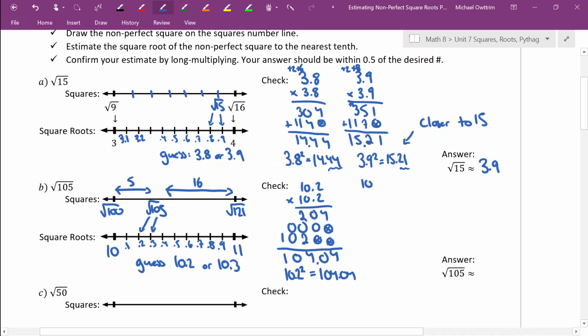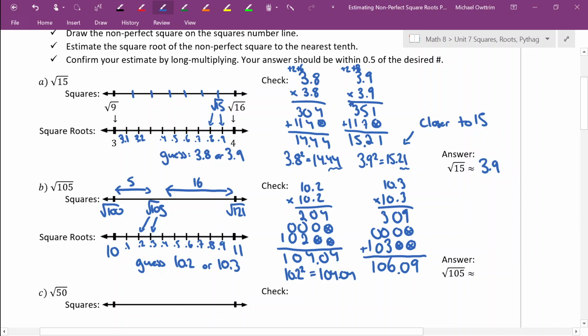So let's check our 10.3. And let's see if that is any closer to 105. I'm just going to move that over a bit for the sake of space. So we got 3 times 3 is 9. 3 times 0, 3 times 1. Placeholder 0, 0, 0, 0. Placeholder 0. 1 times 3, 1 times 0, 1 times 1. So we get 106.09. So this one is off by 1.09.